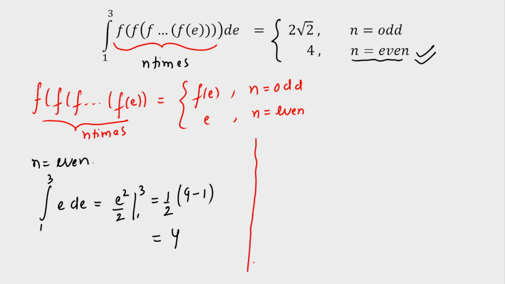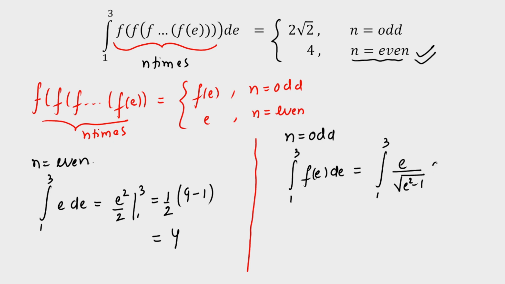Now let's prove the next part, which is n equal to odd. When n is odd, we'll get the integration from 1 to 3 of f of E dE, because we are integrating with respect to E. Now f of E, as I calculated earlier, is E upon root over E square minus 1. Now I can see the function and derivative clearly here. If I take E square minus 1 equal to x, the derivative is 2E. In order to make the complete derivative, I'm going to multiply and divide by 2, so we'll get 1 by 2 outside. Now integration of this will be very easy because the derivative is present.